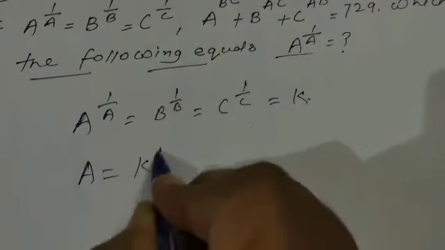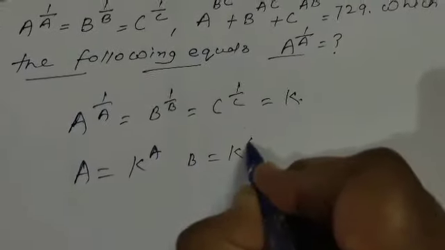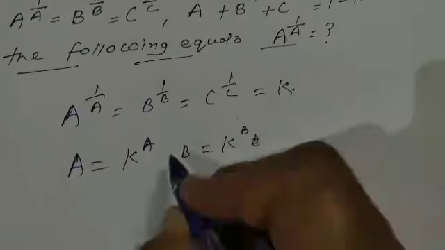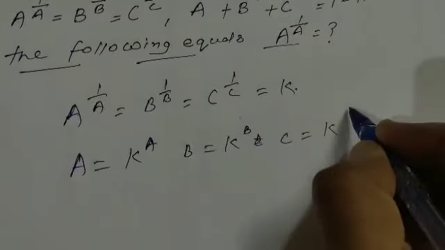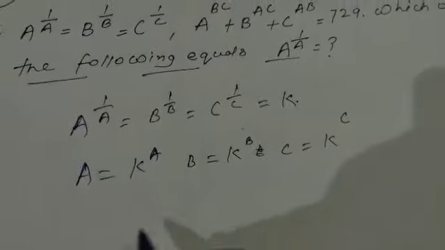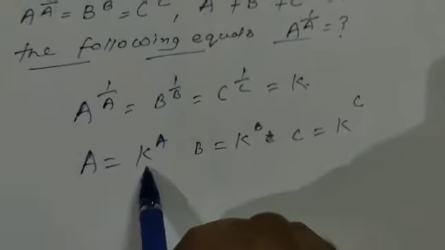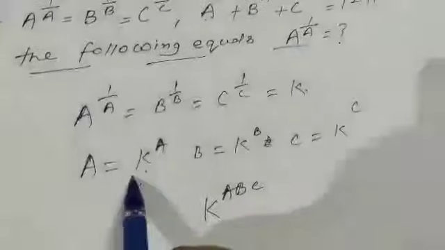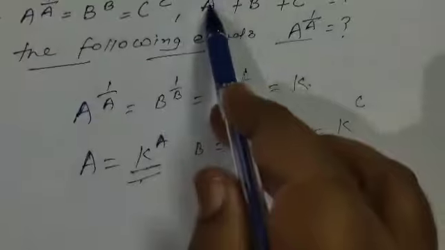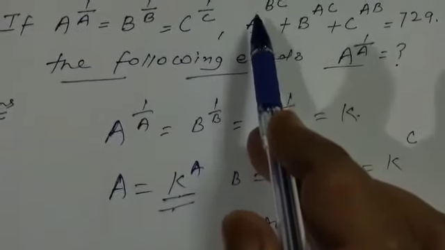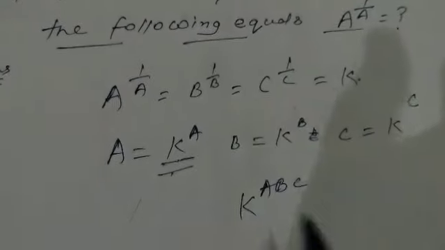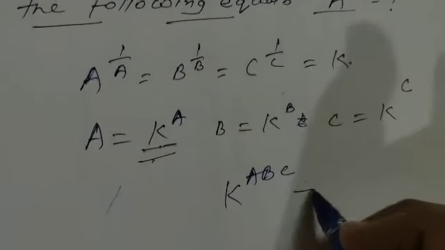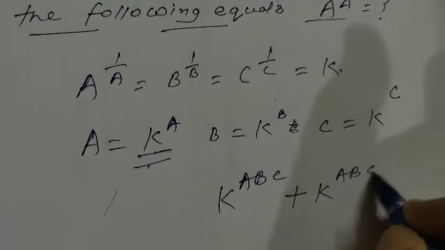a equals k की power 1 upon a, b equals k की power 1 upon b, and c equals k की power 1 upon c. Clear? When you put the value of a as k की power a and bc is there, this is k की power abc. k की power a is automatically here, and k की power abc equals k की power abc. A similar thing will happen in this case also.